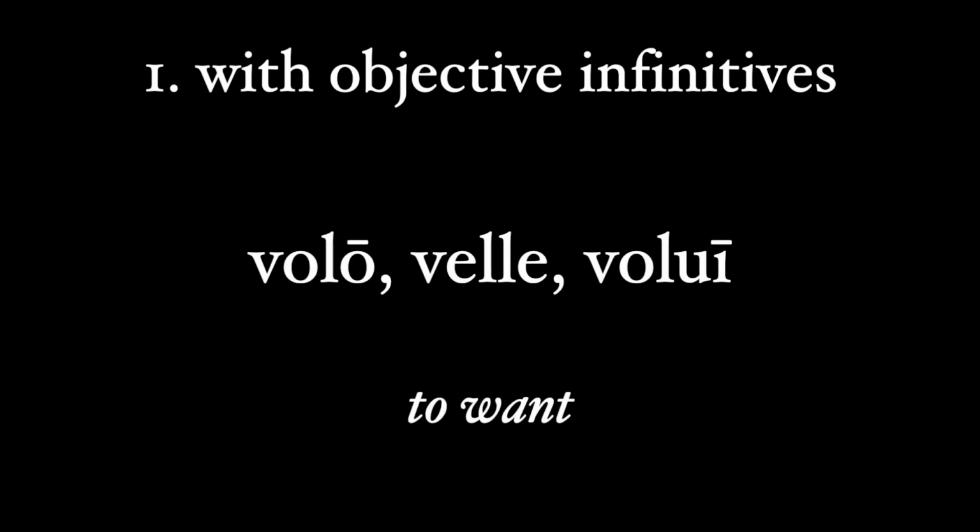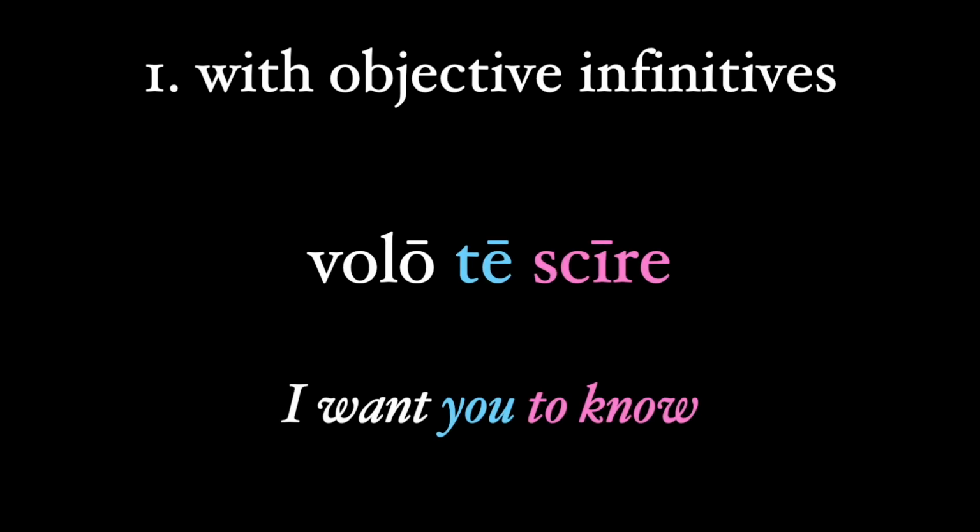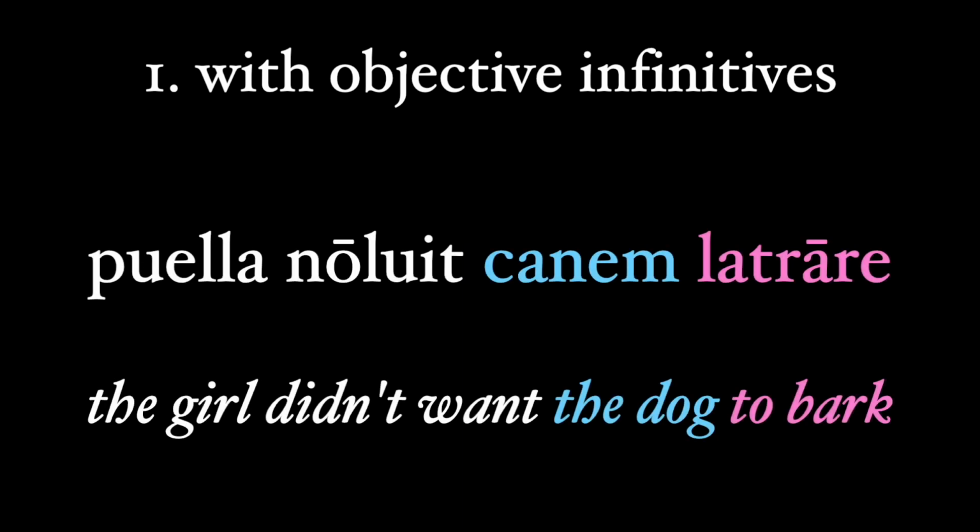The verb volo and its compounds like nolo and malo also often takes an accusative subject plus an infinitive. Volo te scire. I want you to know. The te is the subject of scire. Or puella noluit canem latrare. The girl didn't want the dog to bark. Canem is the subject of the infinitive latrare.